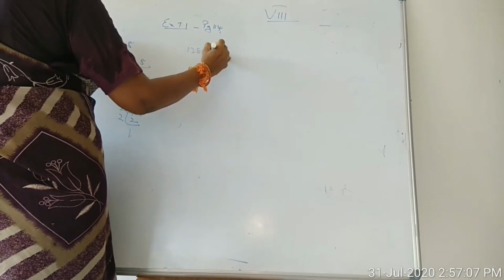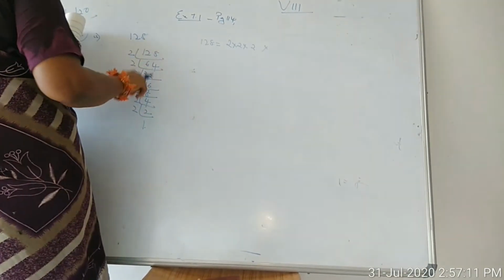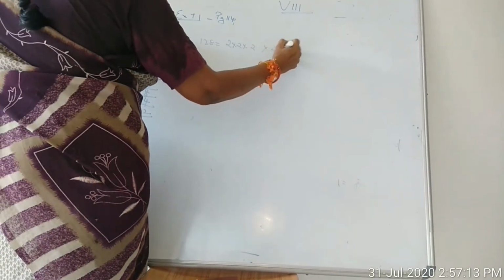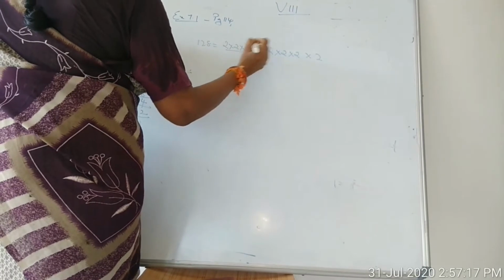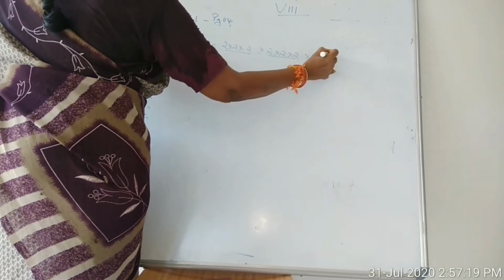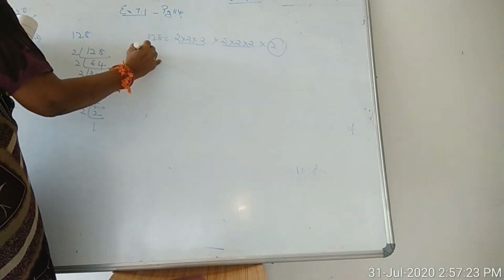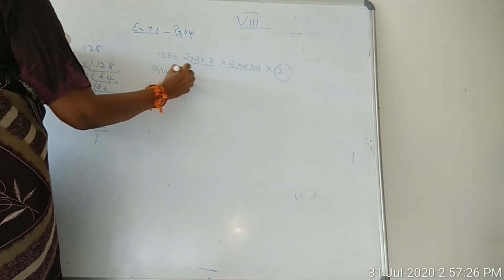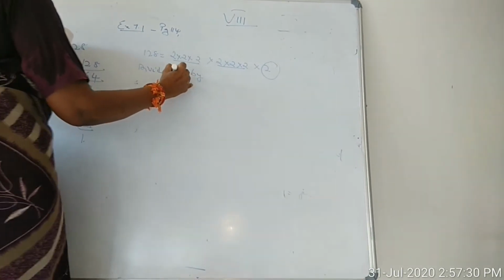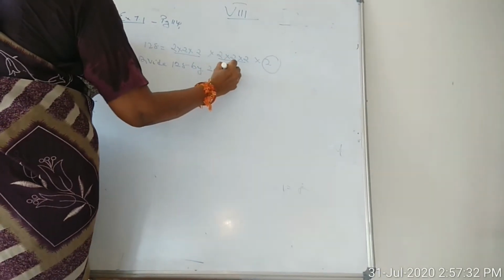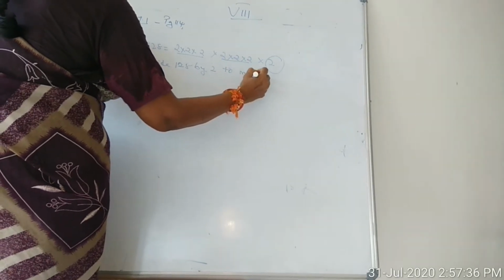128. Triplets, children, a group of 3's. How many 2's do you have? 7 2's. First triplet, second triplet. The last 2 is not a triplet. So, we are going to divide, children. Divide 128 by 2 to make a perfect cube.